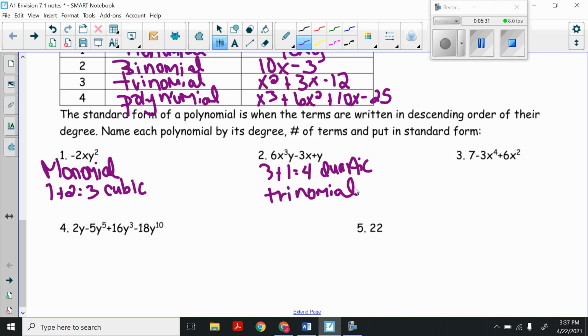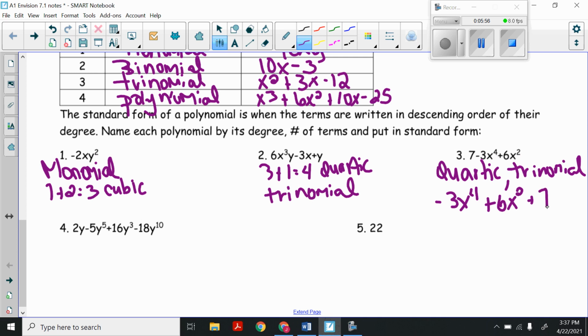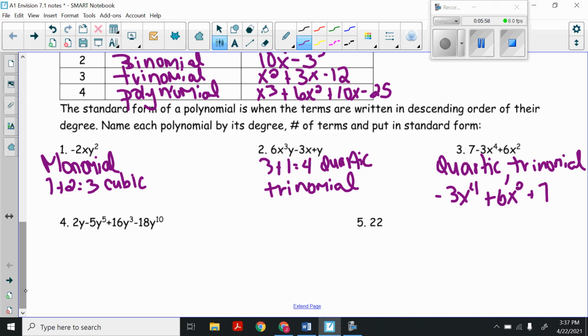Number 3, 7 minus 3x to the 4th plus 6x squared. My highest exponent is a 4, so this is a quartic. If I name by terms, again, I have 3 terms, another trinomial. This one I need to put in standard form. The x to the 4th is the highest degree, so negative 3x to the 4th would come first. Then I have x squared, so plus 6x squared, and then plus 7, so that's standard form. Number 4, my highest exponent is 10, so it's a 10th degree.